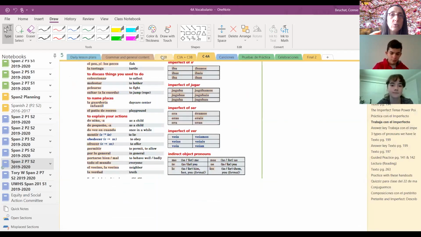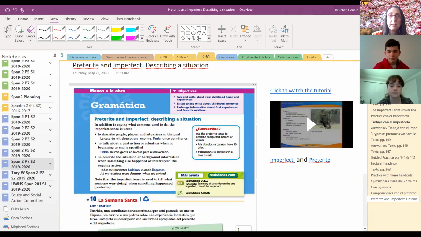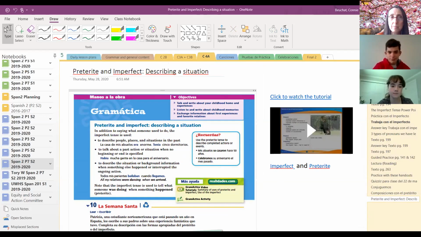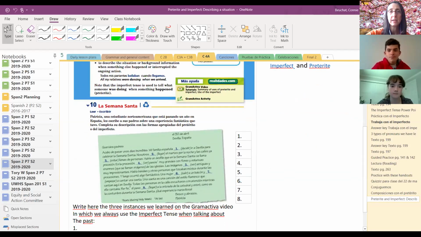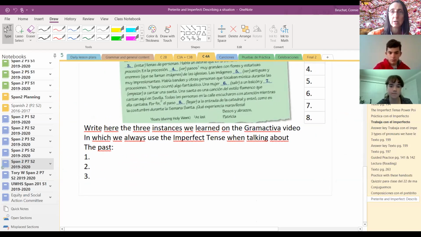All right, let's go back to our capítulo 4A, and I need you to click on preterite and imperfect describing a situation. Tell me if you have it. The one thing that I need you to do, because I added this after I distributed everything, is to scroll down, go to the content library. Scroll down, do you see where I am right now here?